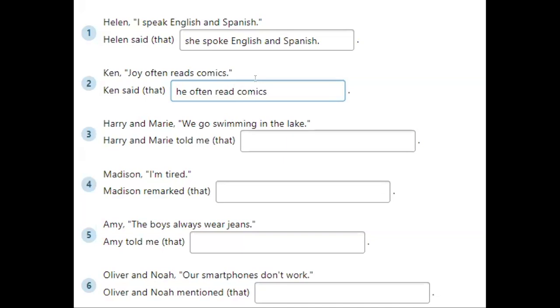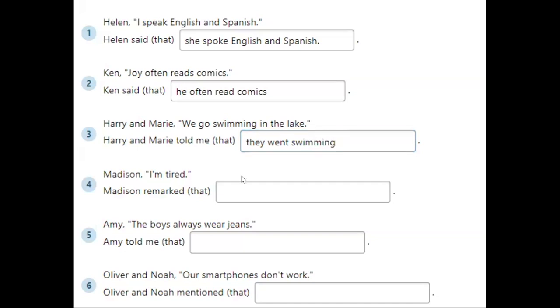Okay, very nice. The next sentence says, Harry and Mary say, we go swimming in the lake. Harry and Mary told me that they, yes. They went swim or they went what? Swimming. We go swimming. What is the past of we go swimming? Swimming, swam. So in this case, no, because the verb that is in present is go. Swimming is not in simple present, no. So instead of we go swimming, they went swimming only. You only change go, okay? Only the verb in present.